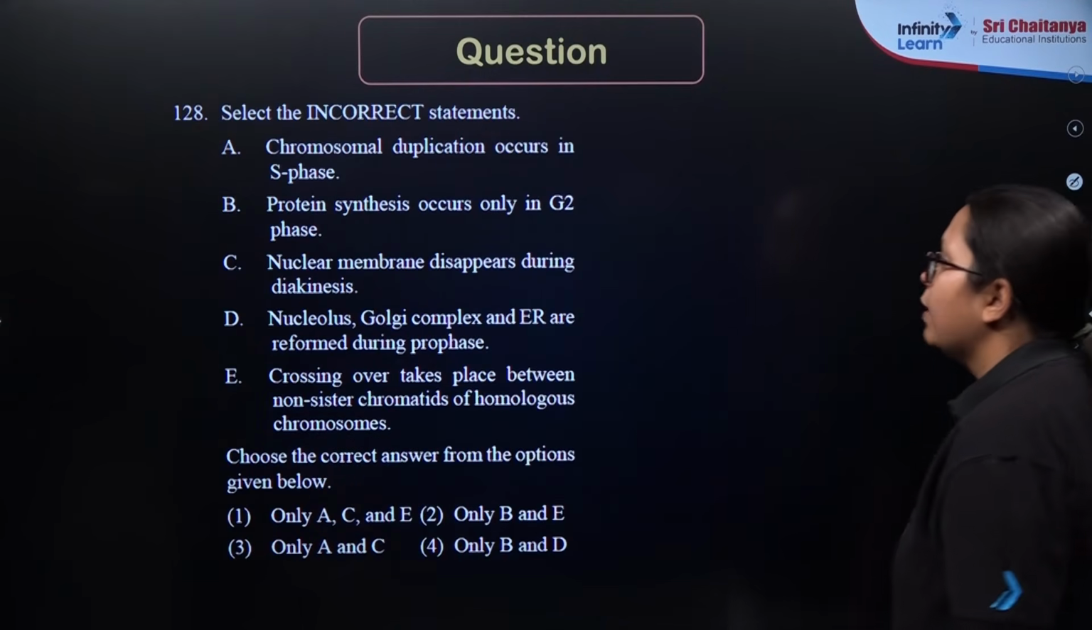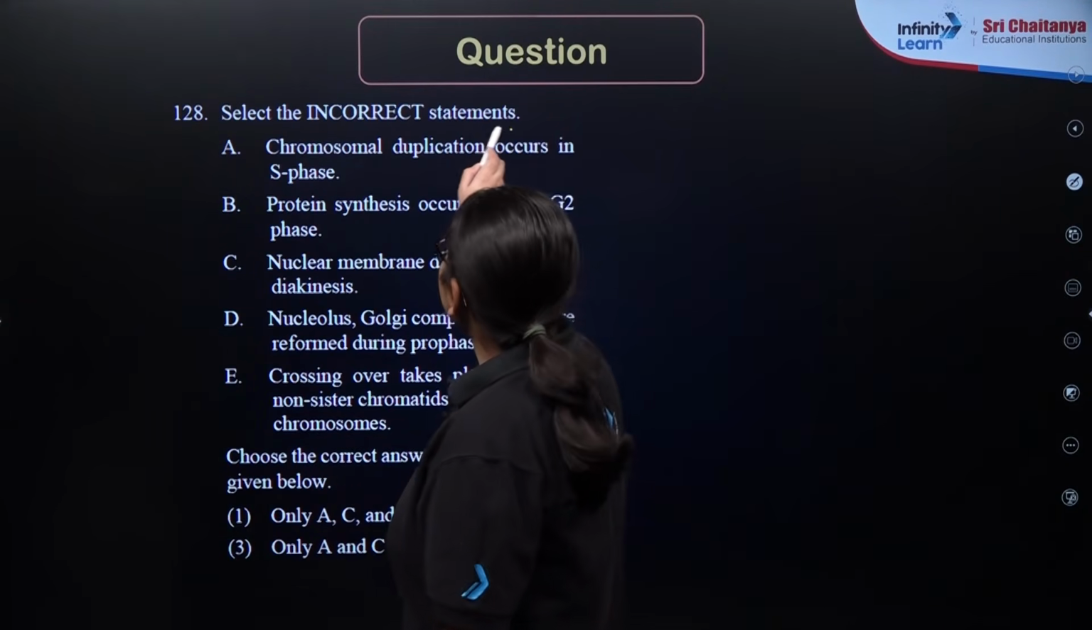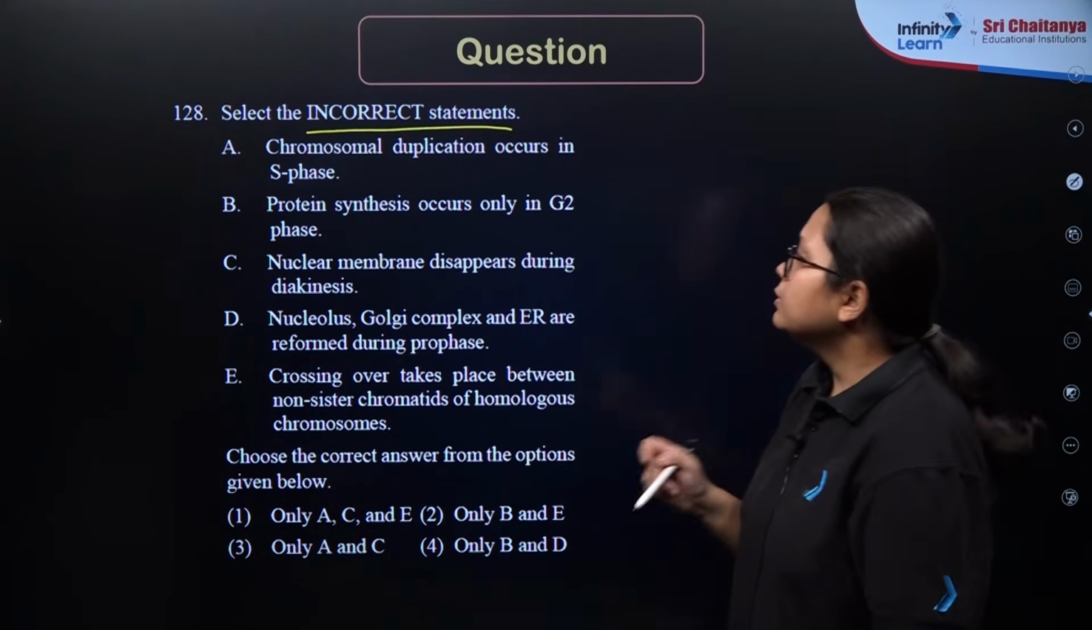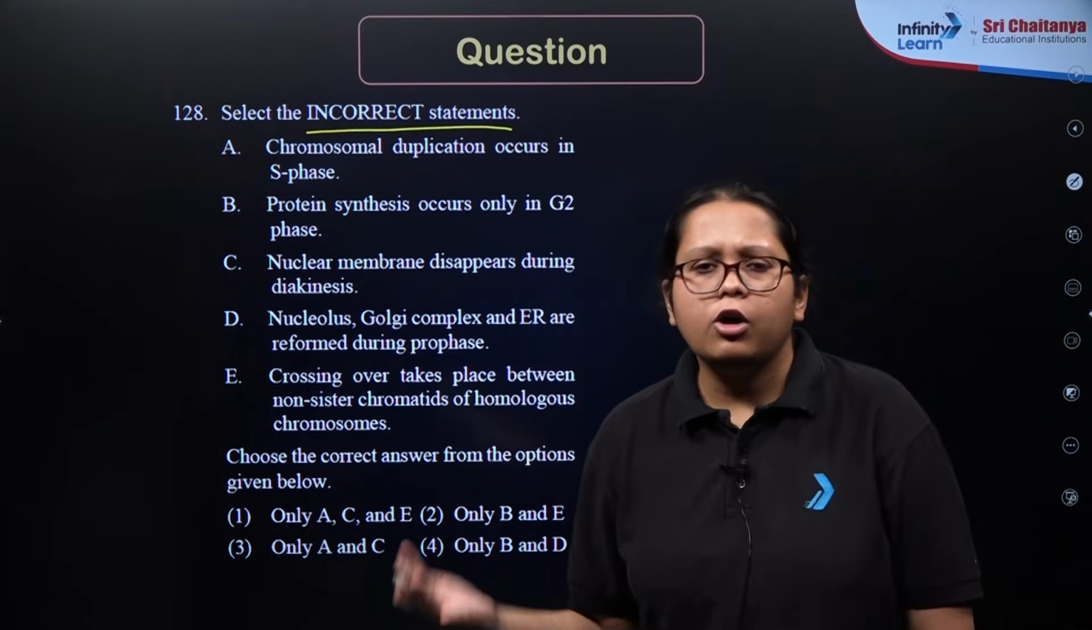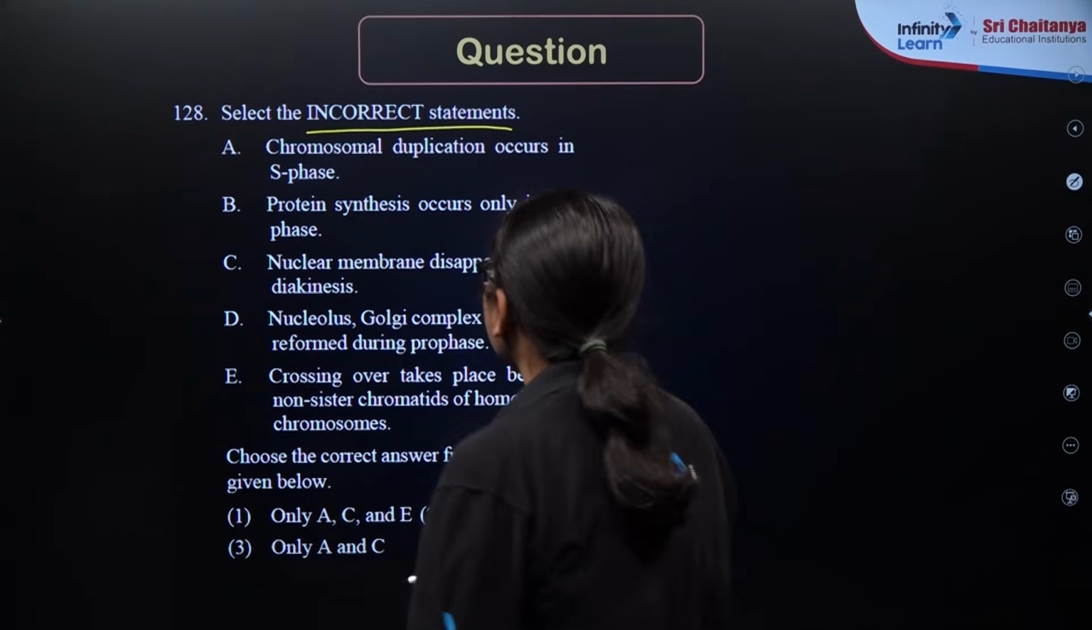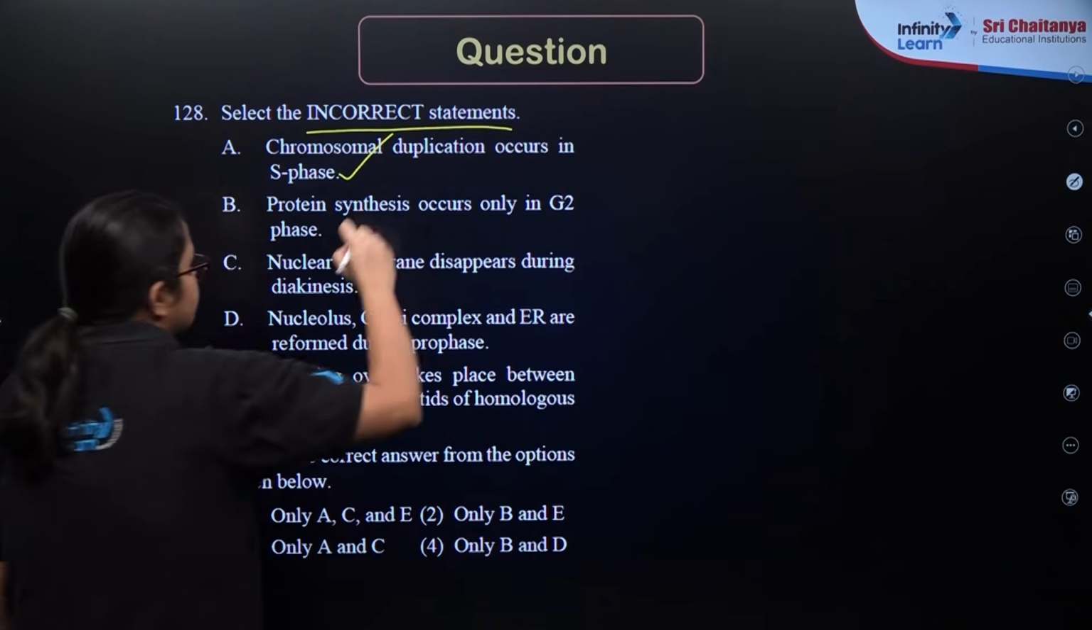Next, we have to select the incorrect statements. The first is chromosomal duplication occurs in S phase. Chromosomal or DNA duplication, same thing, yes, occurs in the S phase, which is correct.